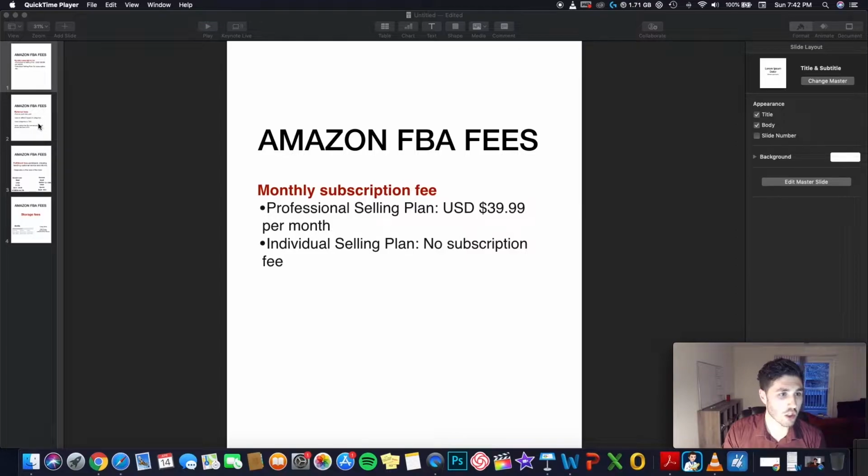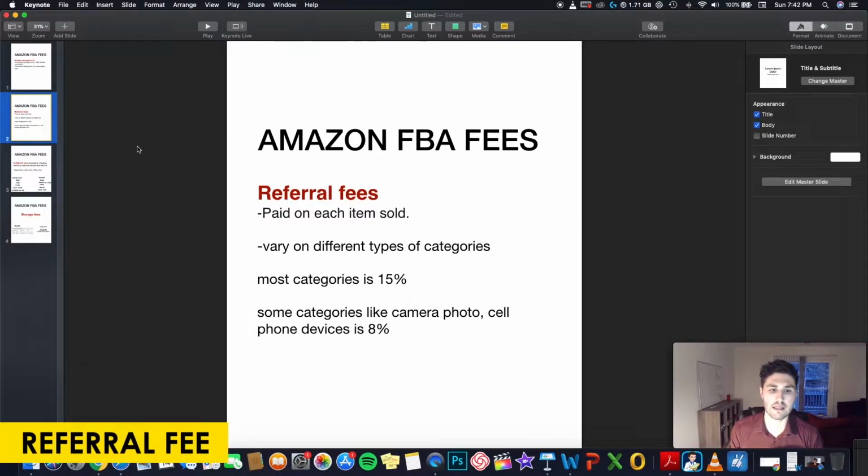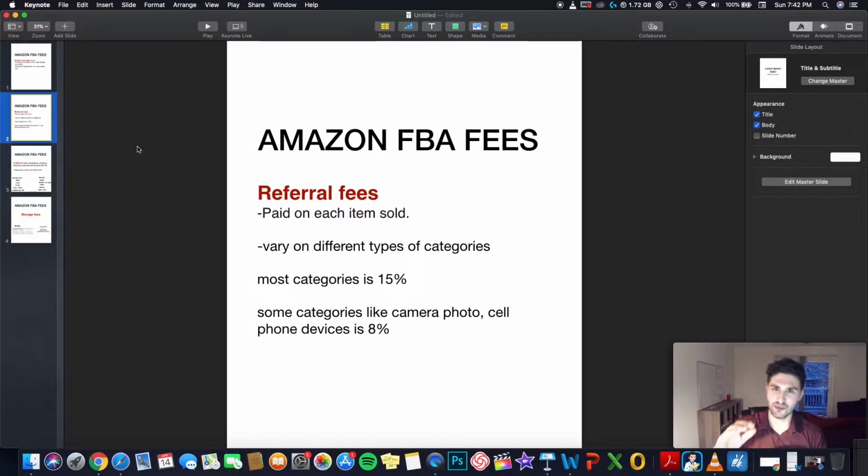The second type of fee that we have when we sell on Amazon is called the referral fees. Of course, people don't like it. They say, "Oh my God, this referral fee is too high," but for what you get, and for the amount of service that Amazon gives you, at the end of the day, if you think about it, it's not that much. Because they give you exposure.